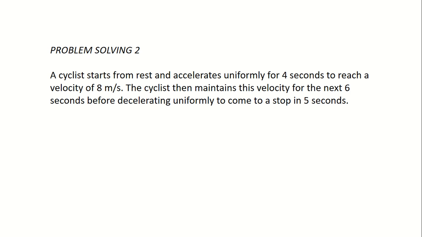Okay, now to the next problem. A cyclist starts from rest and accelerates uniformly. Okay, so that means the acceleration is constant for 4 seconds to reach a velocity of 8 meters per second. The cyclist then maintains this velocity, that means the velocity is constant, acceleration is 0 in that case, for the next 6 seconds before decelerating. That means slowing down uniformly. Nag-slow down siya in a constant rate to come to a stop. The final velocity would be 0 in 5 seconds.